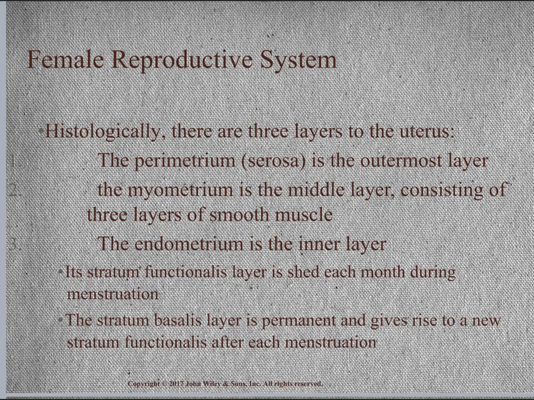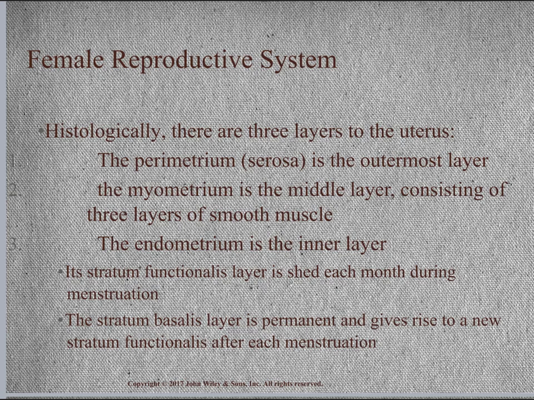Histologically, there are 3 layers to the uterus. The perimetrium, or the serosa, is the outermost layer. The myometrium is the middle layer, consisting of 3 layers of smooth muscle, and the endometrium is the inner layer.